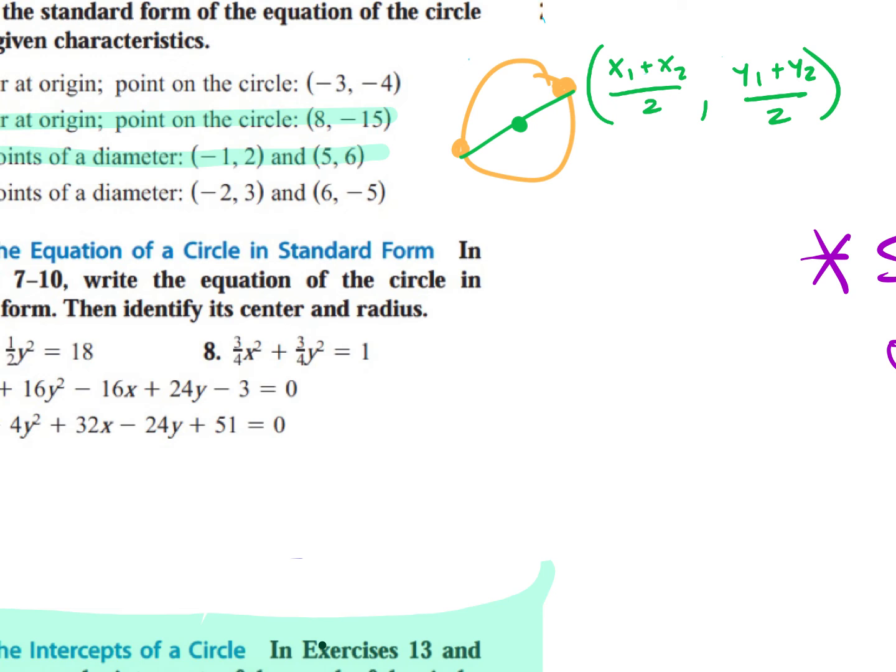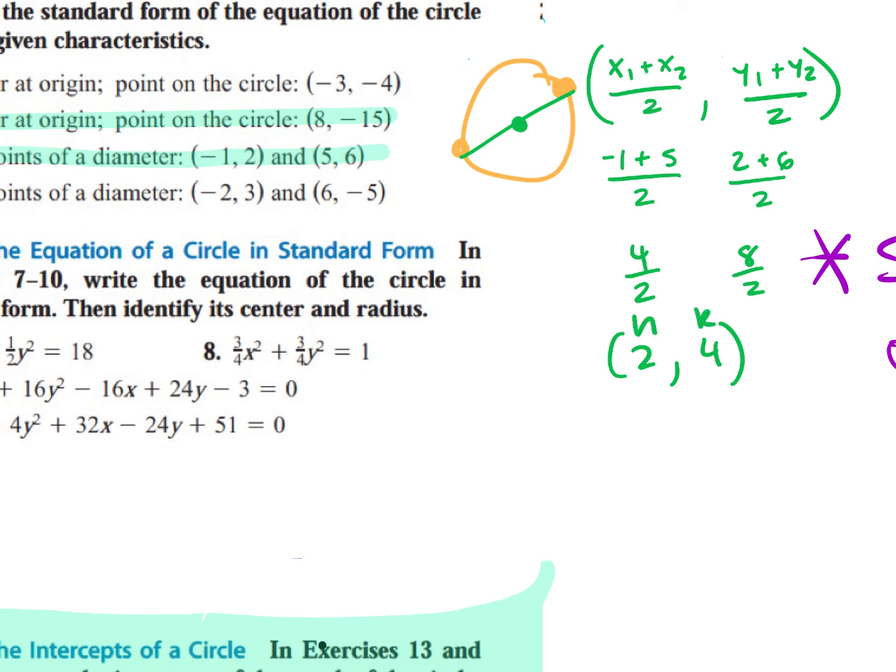So add the x's together. This would be negative 1 plus 5, so 4 over 2, which would be 2. And then add the y's together. We get 2 plus 6, which would be 8 over 2, which is 4. So our center is 2, 4. So that is our h and k. So I can plug those into my formula.